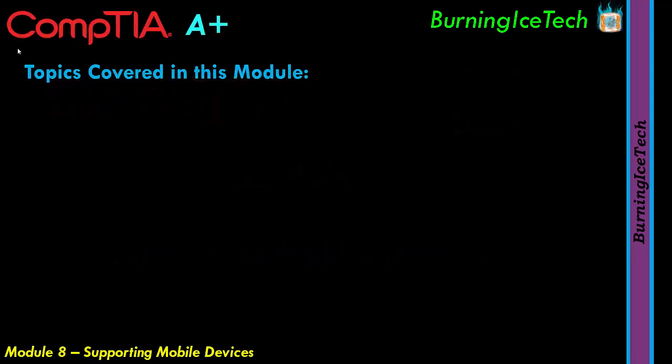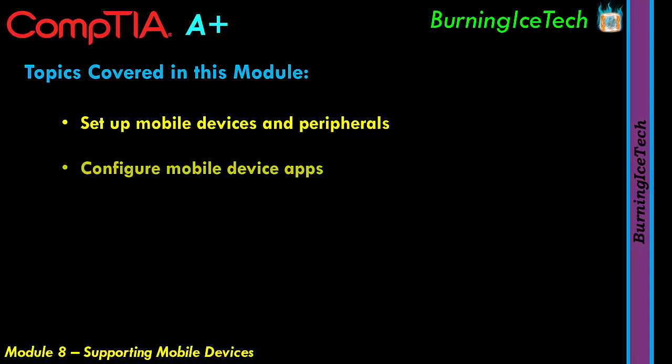As for the sections within this module, the previous module only had 2, but you guys saw that kept us busy for pretty much the whole module. This one has got 4 sections, so they're going to be a little bit shorter, but small sections. The first section we're going to be diving into is set up mobile devices and peripherals. Yep, sounds pretty cool. The second one will be configure mobile device apps. So it's going to be all about apps on your devices.